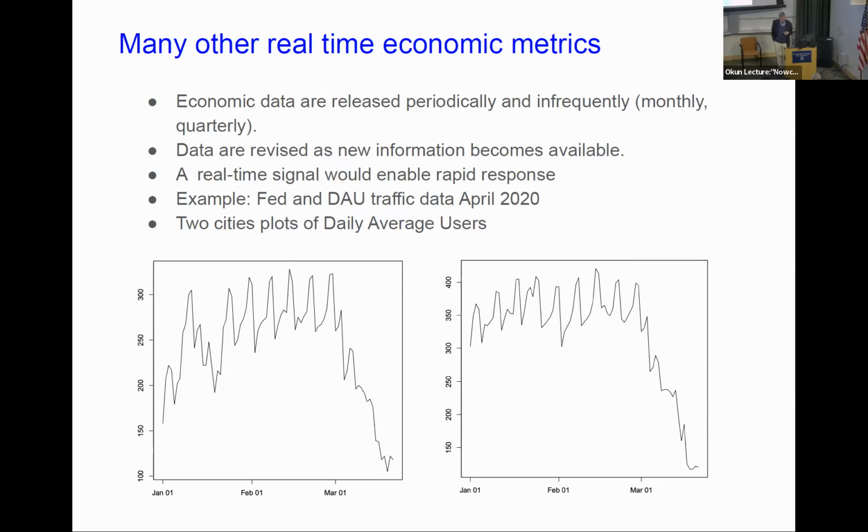And here's a couple of cities. These are metropolitan areas. This is daily average users. And you can see the automobile traffic, or vehicle traffic in general, users of Google Maps, that fell by over 50% in just a few days. It was incredible. And so when people opened that folder and looked at these charts, they said, oh my gosh, this is really a big deal. We better plan a very strong stimulus to try to counteract that problem.